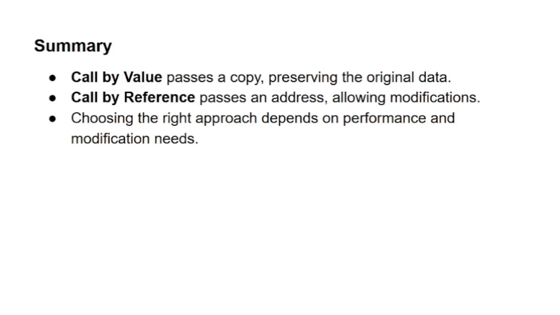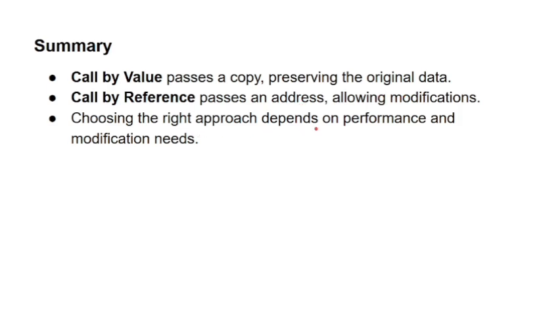This is the summary of call by value. It passes a copy, preserving the original data. It is basically used for making copies of a variable. It doesn't affect the original values outside the function. But in call by reference, it passes the address and allows modification of the original value.